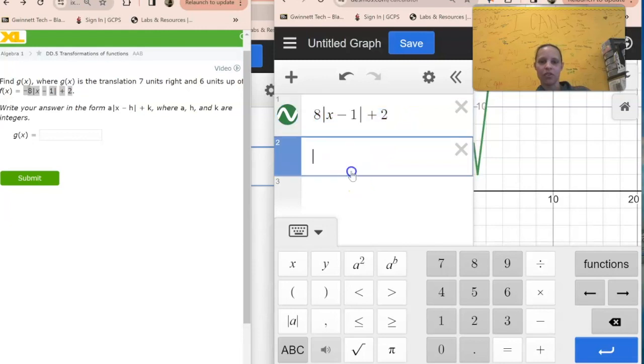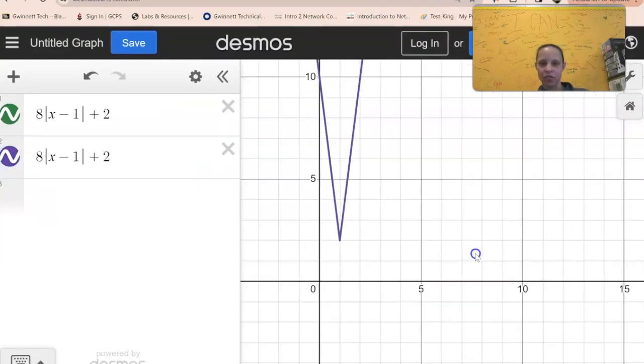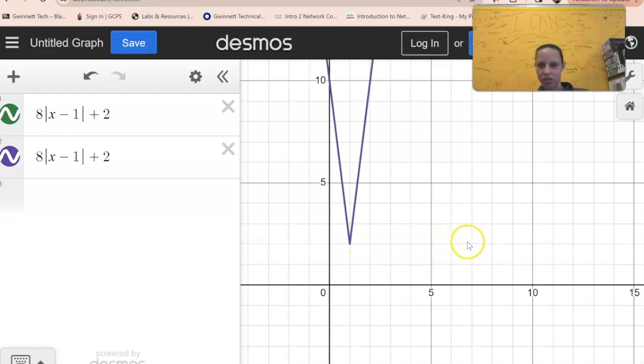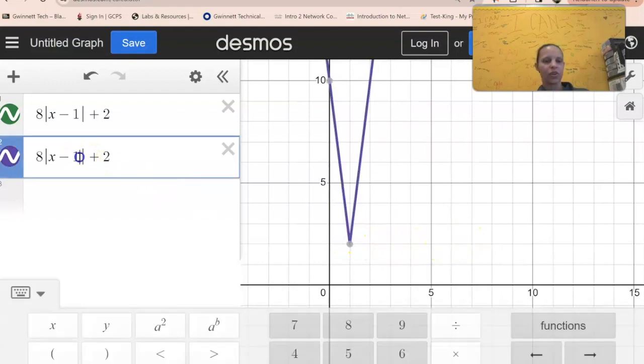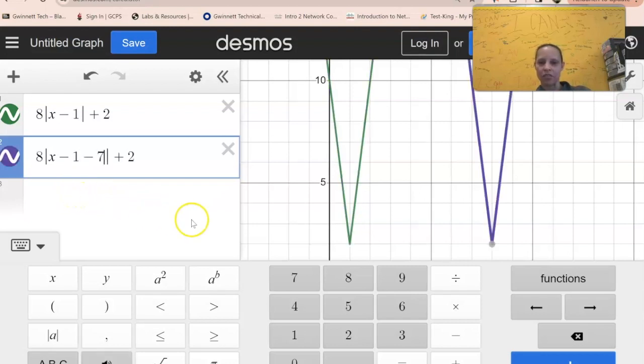So we're going to copy the original one twice. This is just me doing the work. We're going to move it 7 to the right. So as we're doing it, you're going to see if this graph moves 7 to the right. So 7 to the right is about here. So whatever you're doing, 7 to the right. So you think it's +7, but it's opposite, so it's -7. Did it move 7? 1, 2, 3, 4, 5, 6. So I'm good. I changed the right thing.